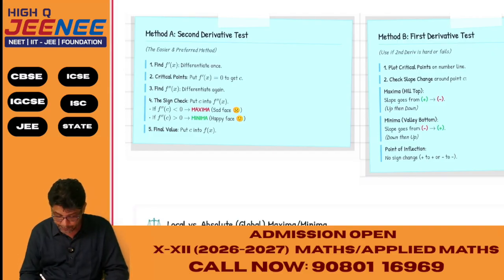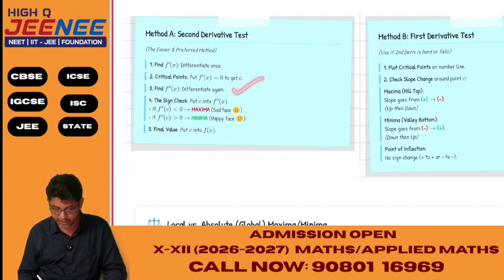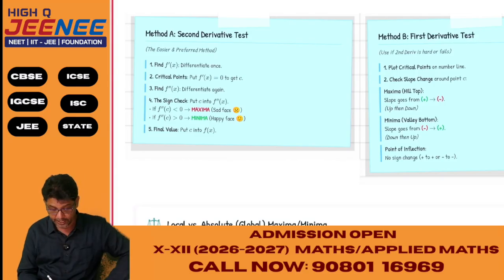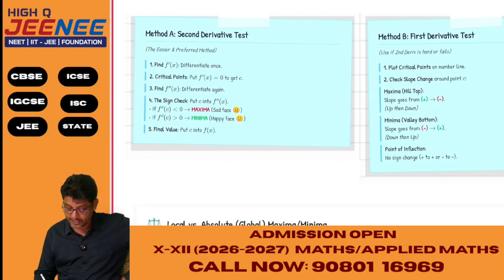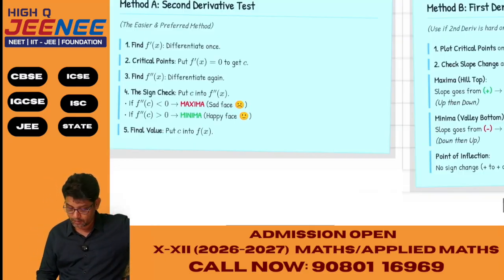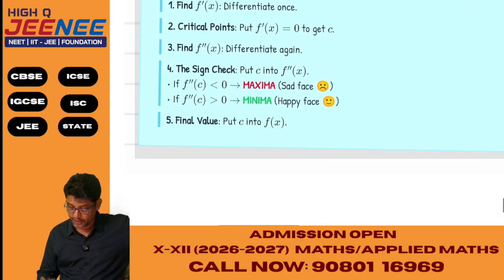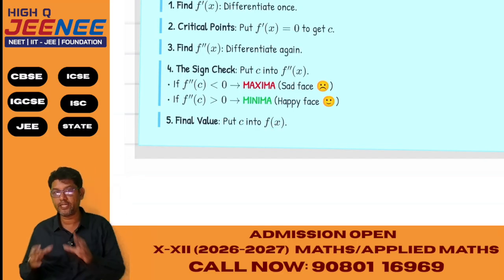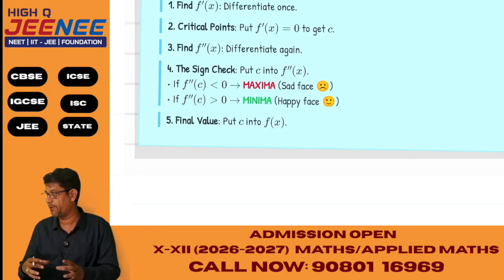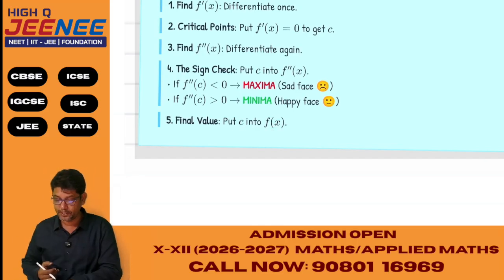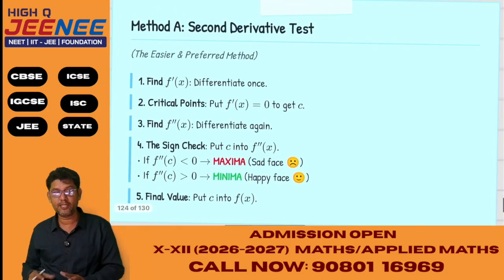Look at this. Step number 1 is f dash of x, critical points, f double dash of x, differentiate again, and the sign check. So when f double dash of the critical point is less than 0, it is maxima. Now it is minima. Final value: put c into f of x. Finally, to find the maxima value or minima value, the point we got is to be substituted. This is the universal method. Everyone knows it.